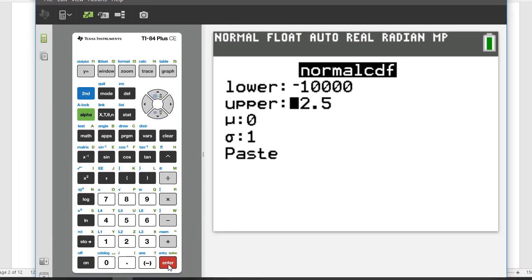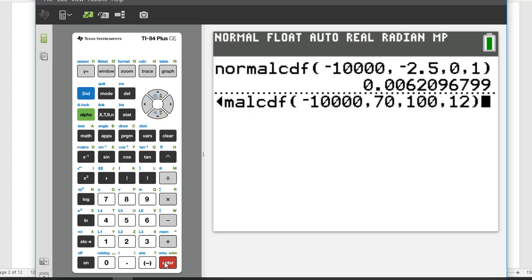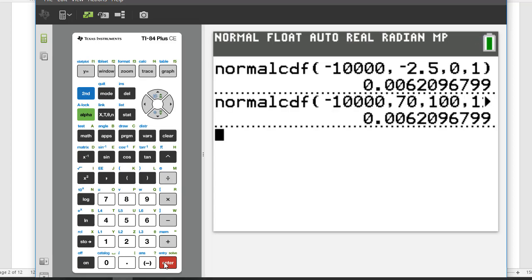So here's my negative infinity. I'm going to go up to 70. My mean was 100, my standard deviation was 12. So what the calculator is going to do for me, it's actually going to convert all of that to z-scores, and it's going to give me the answer. And of course, there's that same value.